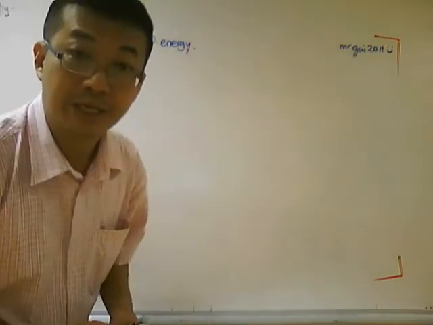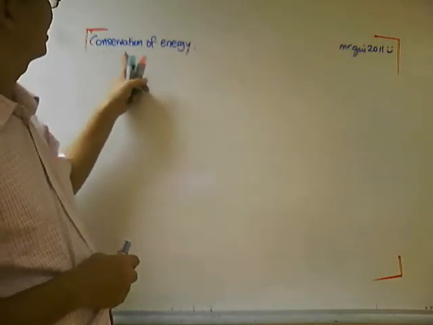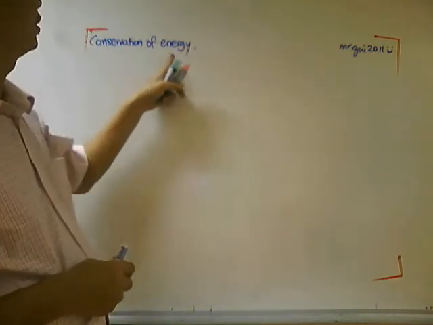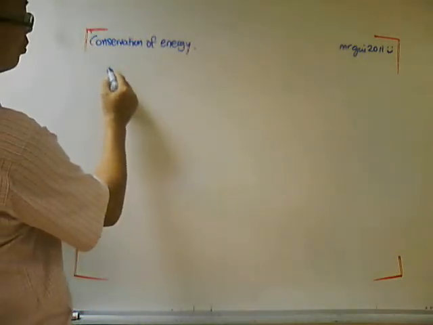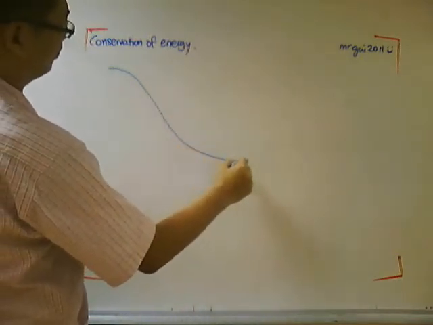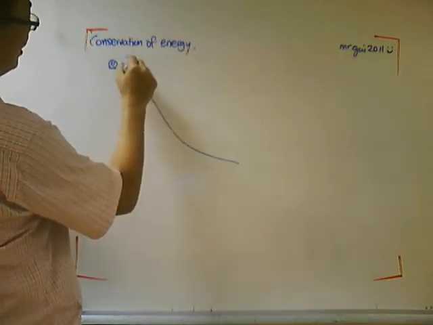Hello, today we're going to discuss an example of conservation of energy. Suppose I have a smooth slope and the ball is at rest initially.